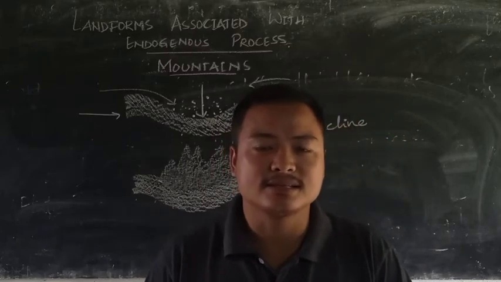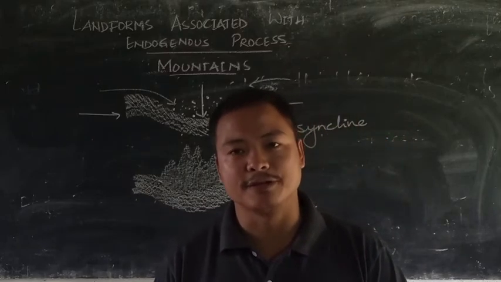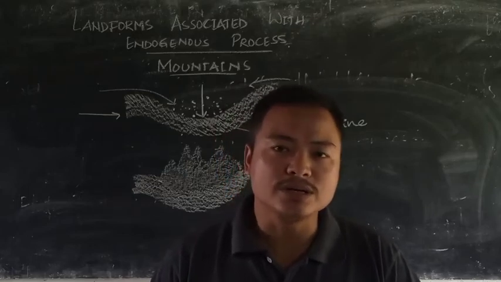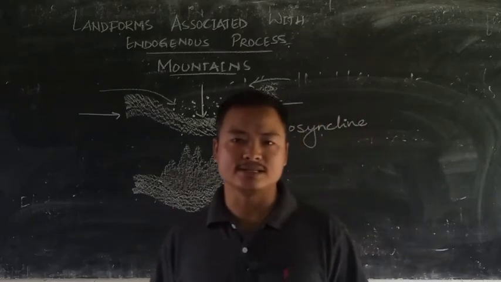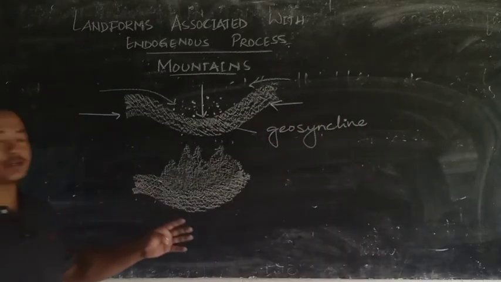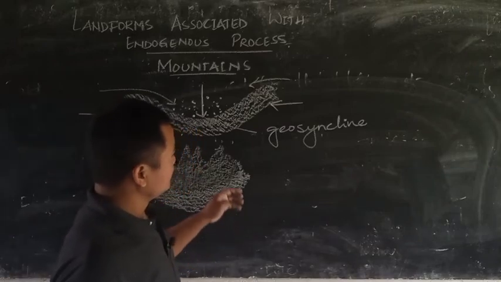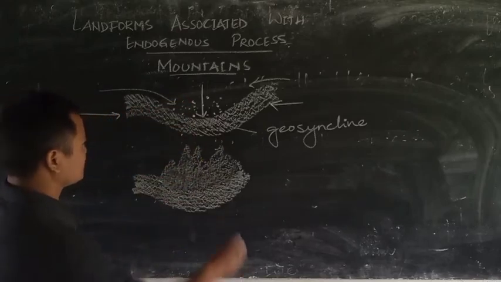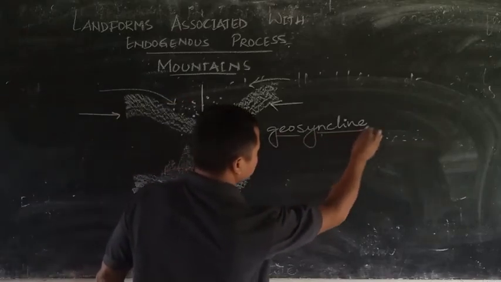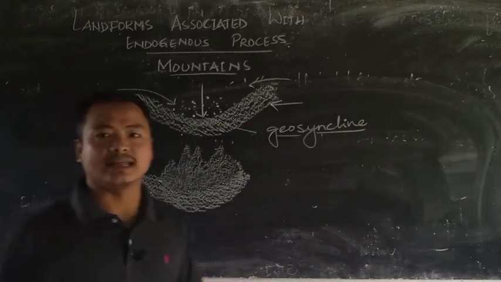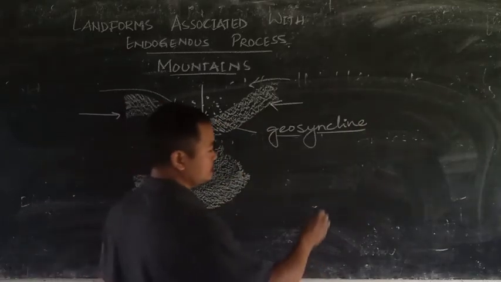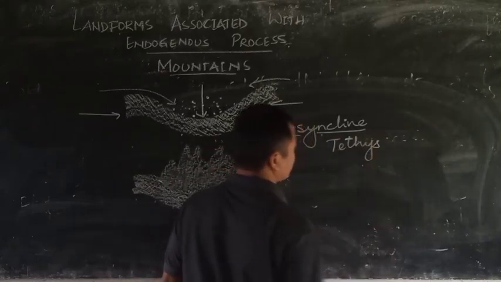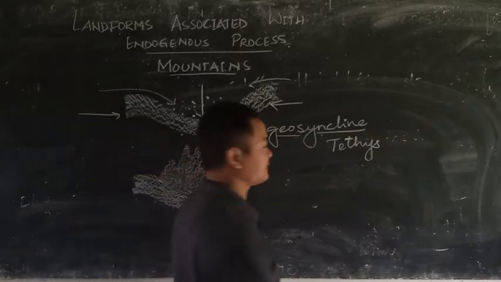On this very basis, we can describe the formation of the Himalayas. The formation of the Himalayas saw two different landmasses coming closer to each other. To describe the formation of the Himalayas, let us see the same diagram. The geosyncline, which we considered an elongated landmass, was considered to be the basin of the Tethys Sea.